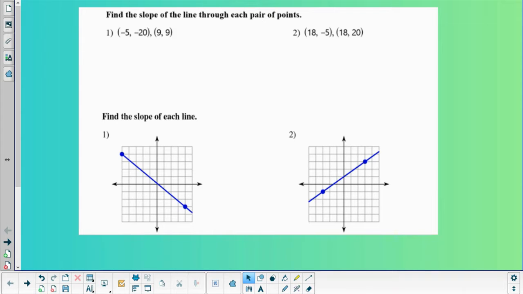Hi guys, this is your lesson for 2.2, which is the point slope form. By the end of the lesson, you will be able to write an equation using point slope form.